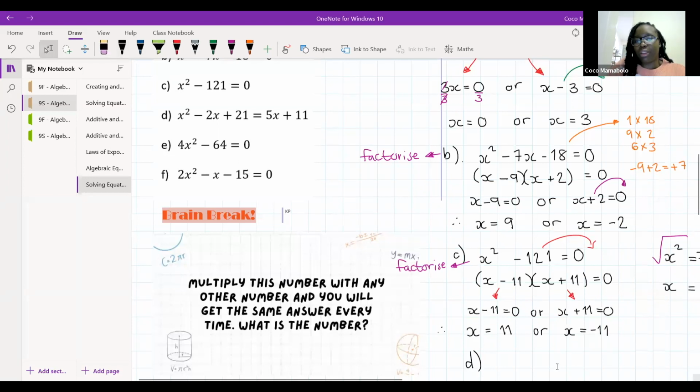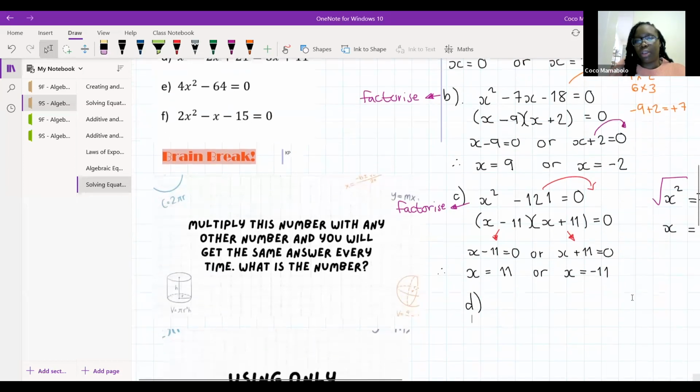All right, I'm going to rewrite the question down here. X squared minus 2x plus 21 is equal to 5x plus 11. All right. Sponello, what's the first thing we need to make sure of? Ma'am, you have to factorize. Oh, no. Look, when do we factorize? Wait, no. Ma'am, you have two times the terms, ma'am.